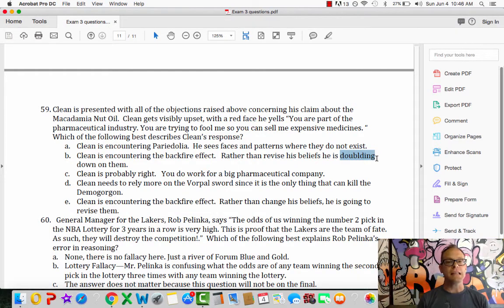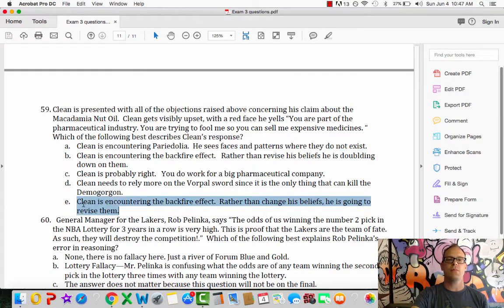Okay. C, Clean is probably right. You do work for a big pharmaceutical company. D, Clean needs to rely more on the Vorpal sword since it's the only thing that can kill the Demogorgon. Duh. E, Clean is encountering the backfire effect. Rather than change his beliefs, he's going to revise them. Okay, be careful. That looks right, but it's not. Remember, revise is another word for change. So, I'm going to look at B as your best answer there.